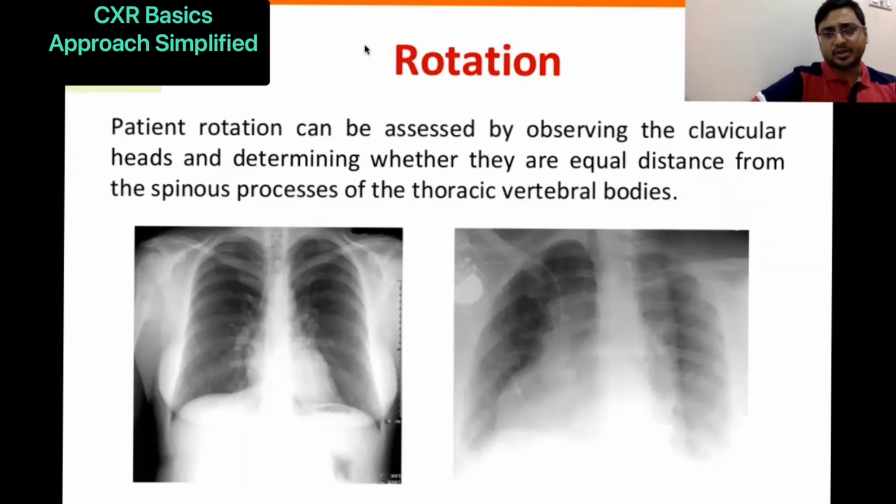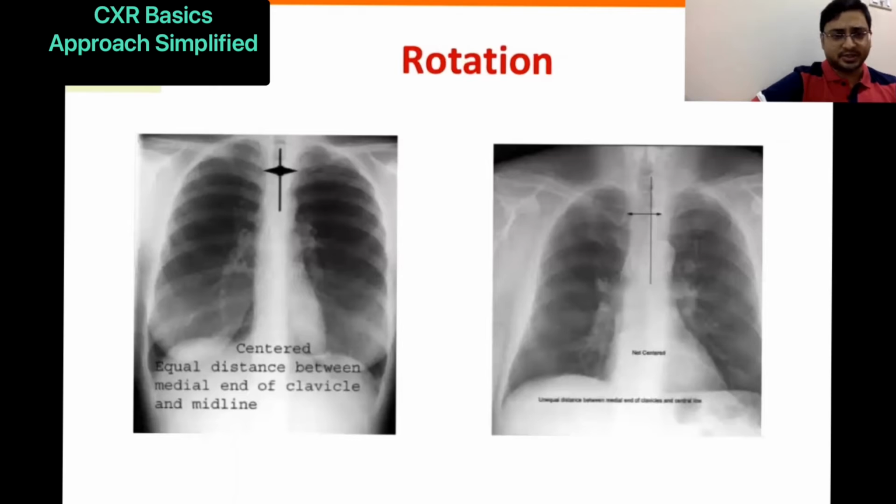Now coming to rotation, rotation is often neglected, and that results in misinterpretation. Patient rotation can be assessed by observing the scapula as well as the clavicular heads, determining whether they are an equal distance from the spinous process of the thoracic vertebrae. So this is the clavicle. You can see the same distance from the center, not the sternoclavicular heads at different distances like in this picture. So basically the patient has been rotated when the chest X-ray was taken. It should be centered, with equal distance between the medial ends of the clavicles and the midline as here. It should not be like this, where one side is greater than the left side.